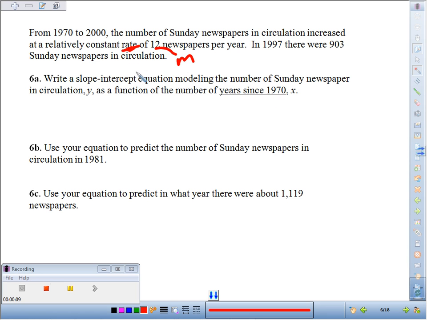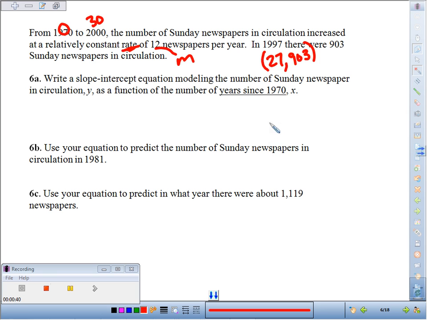So whenever we're dealing with these types of problems, you want to think of the beginning of the study as year 0. So 1970, that would be year 0. 2000, that would be 30 years later. 1997, that would be 27 years later, 903 newspapers in circulation.